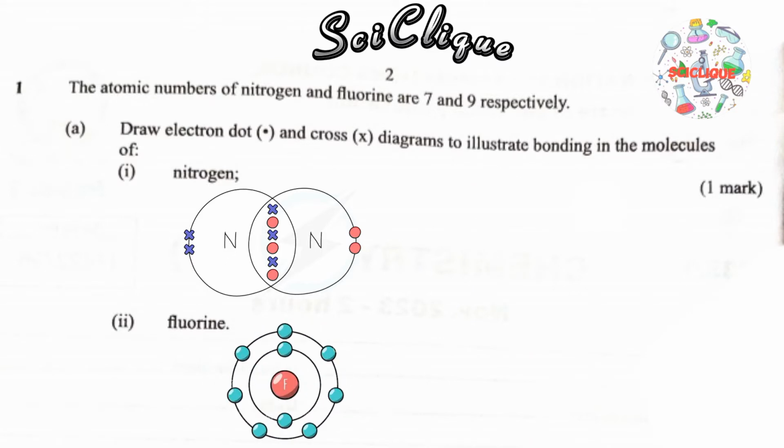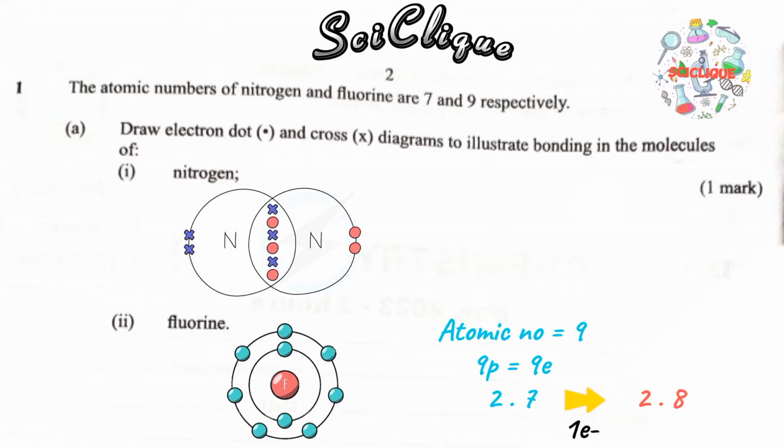So fluorine also forms a diatomic molecule with covalent bonding. Now when it comes to fluorine, fluorine has the atomic number of 9. Therefore 9 protons and 9 electrons. So our electron configuration is going to be 2, 7. So each fluorine atom requires an additional electron in order for it to become stable. So it needs 1 more electron.